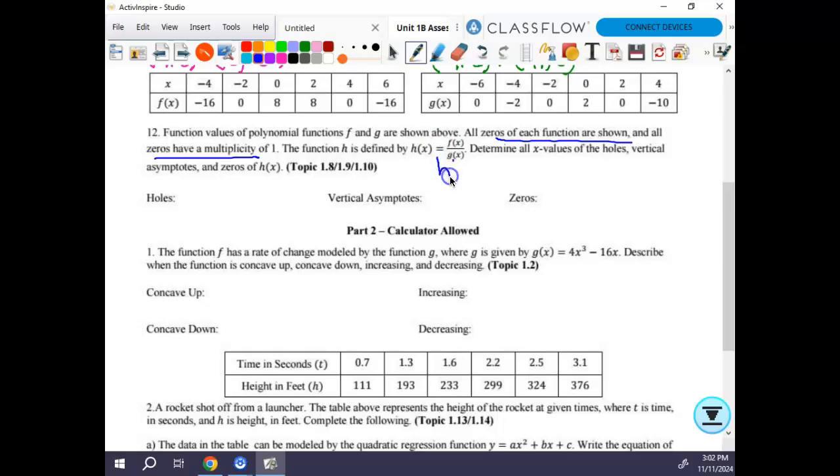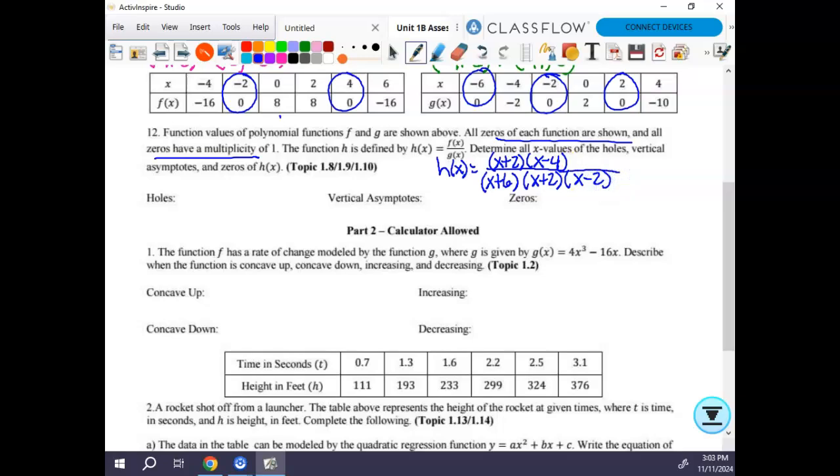Okay, so let's write out a little function then. H of x equals, so f of x, so I'm looking at this chart here. My zeros, what inputs give me an output of 0? My zeros are here and here. So that means I have an x plus 2, I have an x minus 4. Then here, I have zeros here, here, and here. They all have multiplicity of 1, which means I'm not putting an exponent on the factor. So this is x plus 6, x plus 2, and x minus 2.